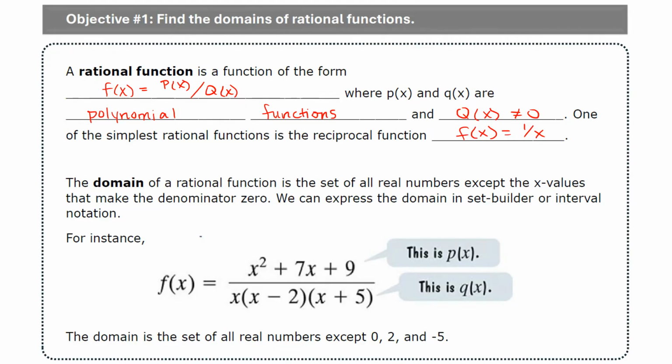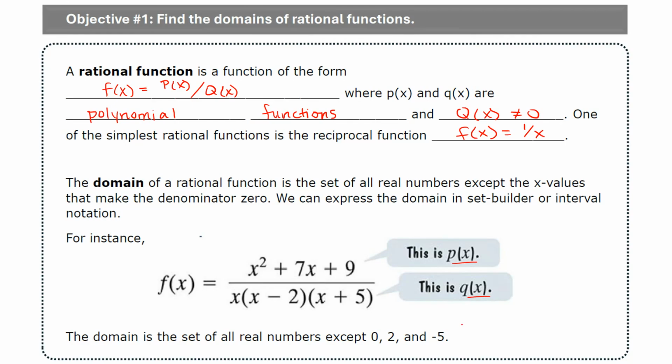The domain of a rational function is the set of all real numbers except the x values that make the denominator 0. We can express the domain in set builder or interval notation. For instance, f of x equals x squared plus 7x plus 9 over x times x minus 2 times x plus 5. The function in the numerator is the p of x, and the function in the denominator is the q of x.